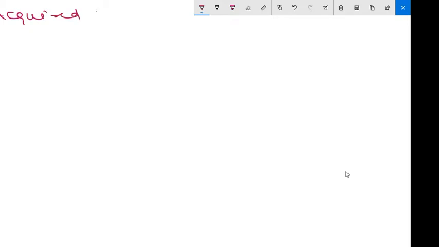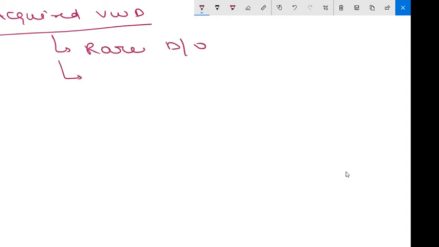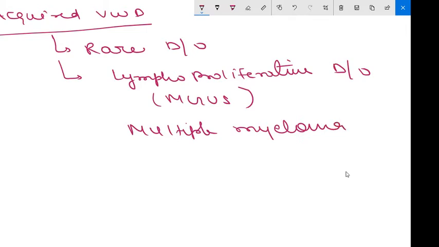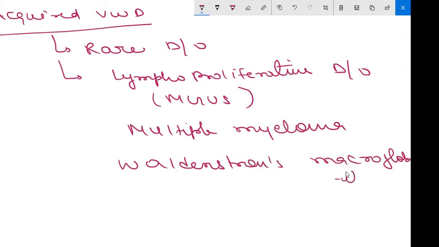Okay friends, now moving to acquired von Willebrand disease. Acquired von Willebrand disease is a very rare disorder, and it is most commonly seen in patients with an underlying lymphoproliferative disorder, which includes MGUS, that is monoclonal gammopathy of undetermined significance, then multiple myeloma, then Waldenstrom's macroglobulinemia.